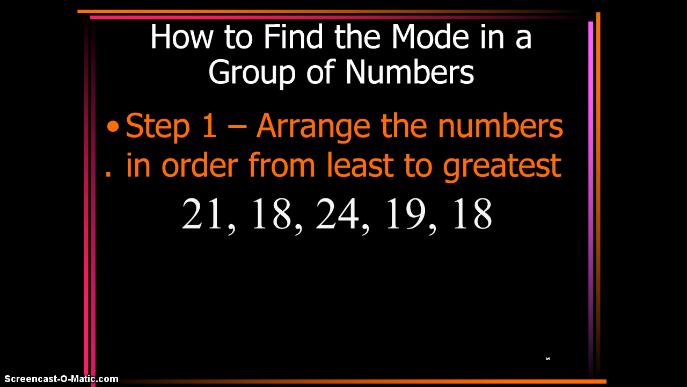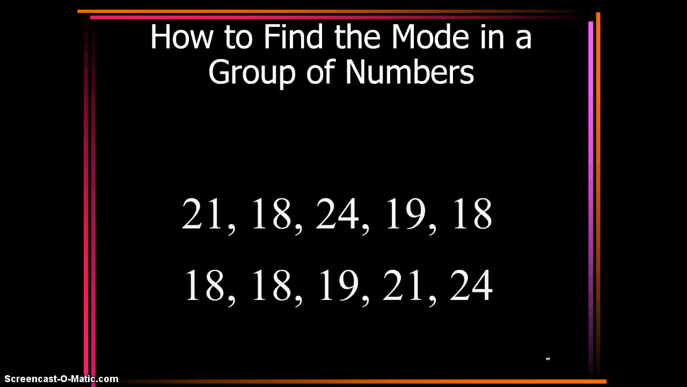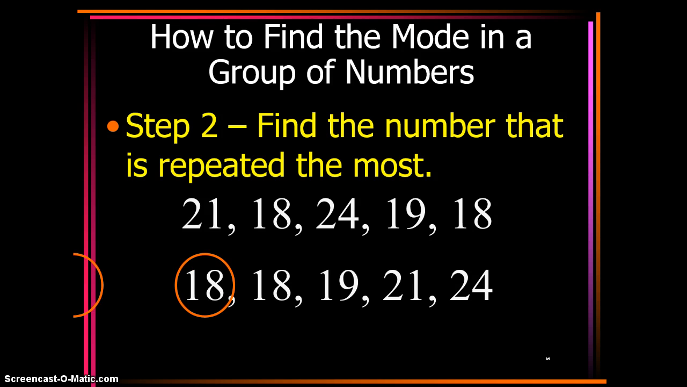So it's always great to get into the habit of listing numbers from least to greatest. That way, when numbers are side by side, you can very easily determine the frequency, or the number of times the numbers occur, and 18 would be our mode here.